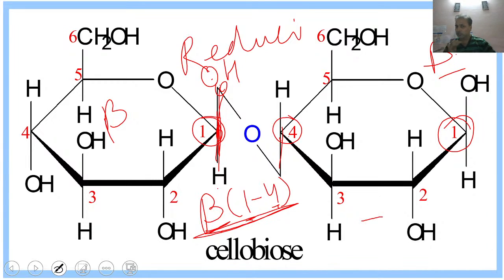So maltose and cellobiose both are going to give you glucose plus glucose, but in case of maltose it was alpha D glucose plus alpha D glucose. In case of cellobiose it is beta D glucose and beta D glucose. The bond will be alpha 1,4 in case of maltose and beta 1,4 in case of cellobiose. In both the cases one of the anomeric carbons is free. So both are reducing sugars. Clear?